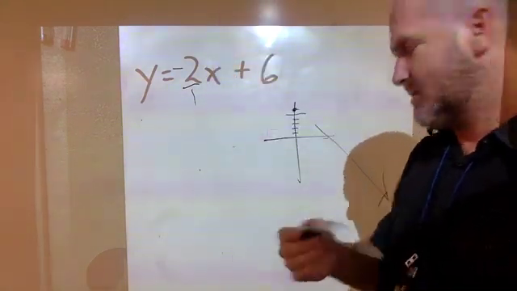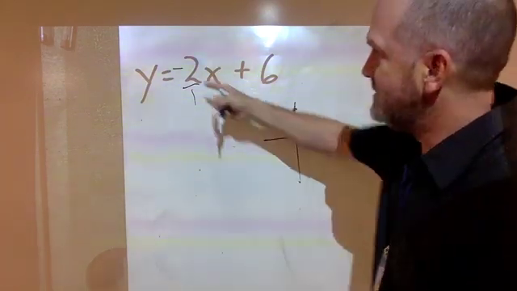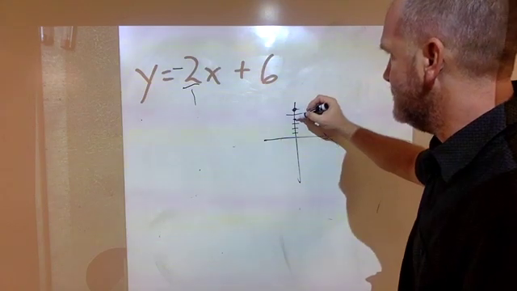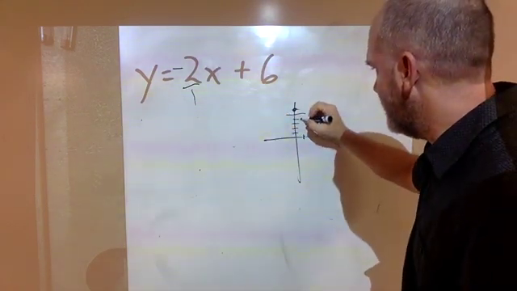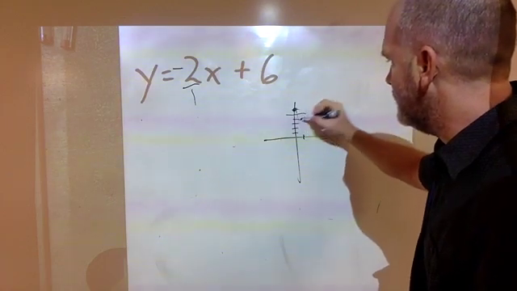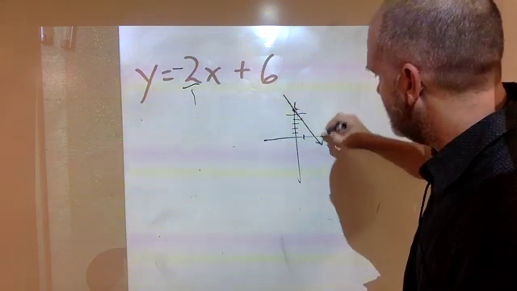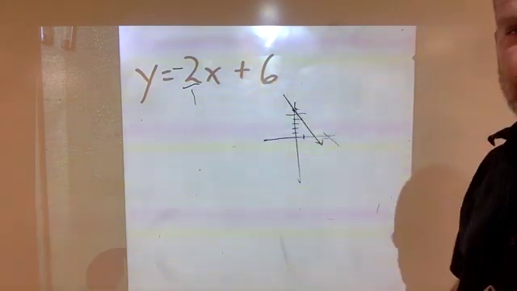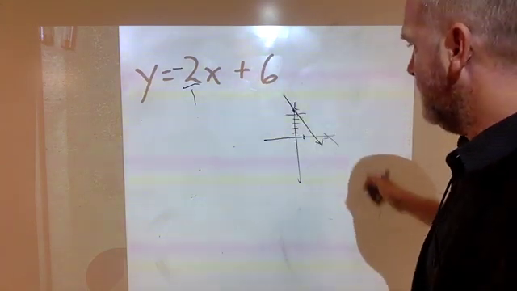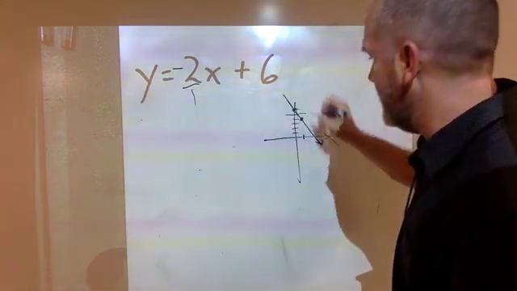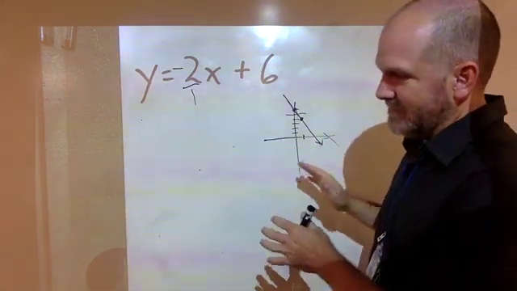Run means across. Okay, so from here, you would want to count down 2 spaces, 1, 2, and run over 1. So your next point would be right there, down 2 over 1. You can connect those, and that would be the line, the graph that goes with this equation. -2x plus 6 would look like this. Those are your 2 points. You connect them with a line. You're done.